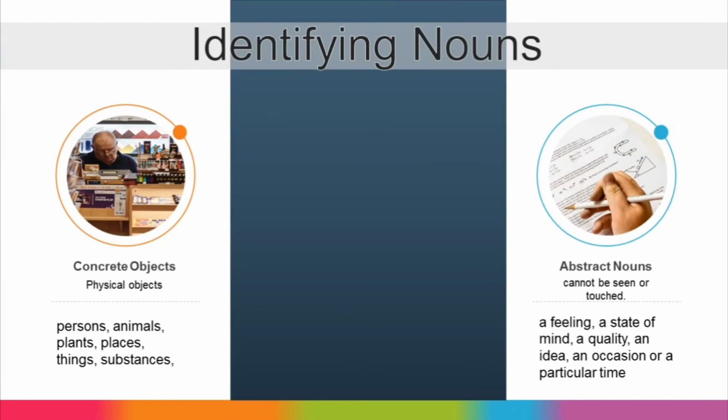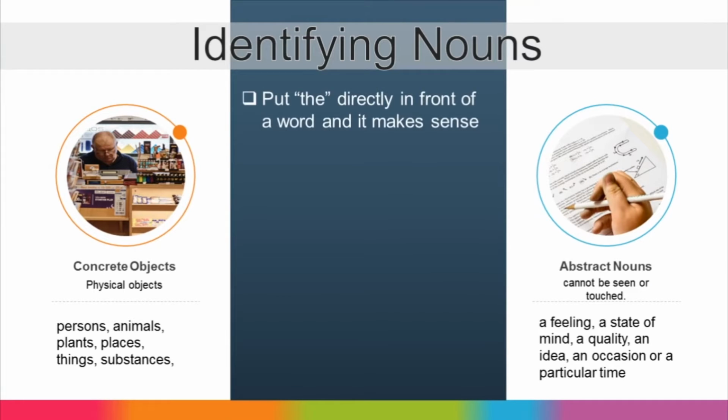Now, how to identify these nouns? The first thing we can do is to put the word the directly in front of the word, and if it makes sense, then it is a noun. Let's look at one example here. Vile mafia gangsters from Philadelphia. Now, you could put the word the in front of it and it doesn't change the meaning. This is actually because this is a noun phrase. The vile mafia gangsters from Philadelphia is a noun phrase.